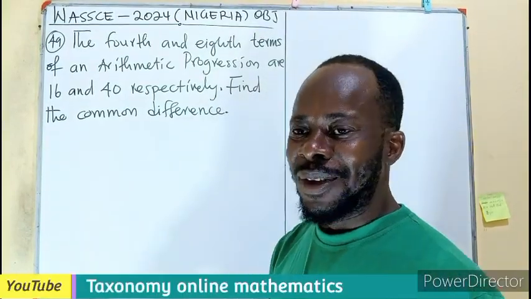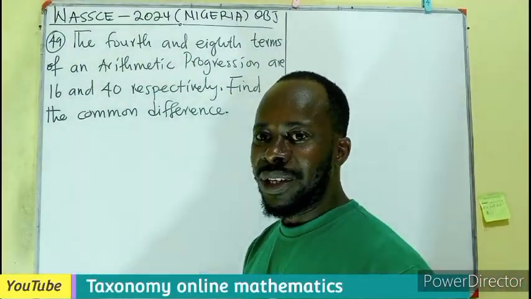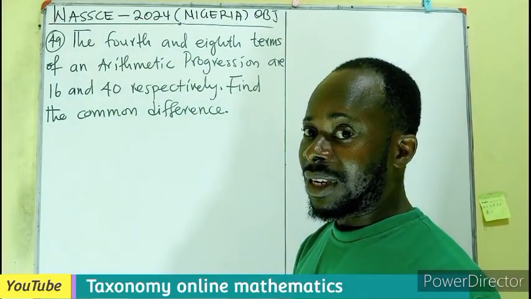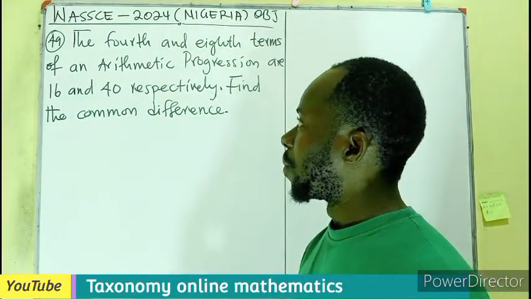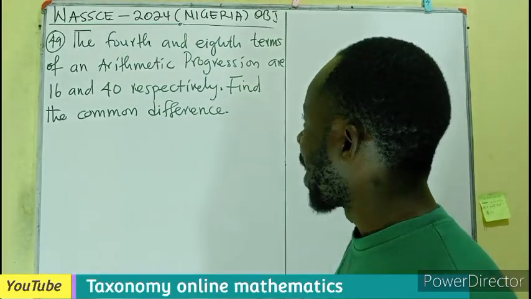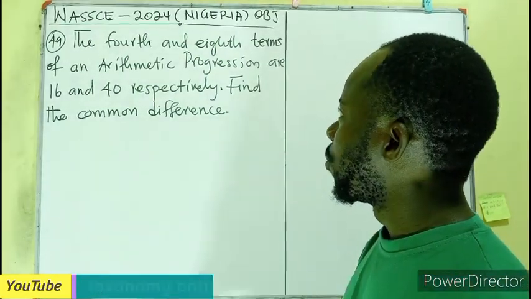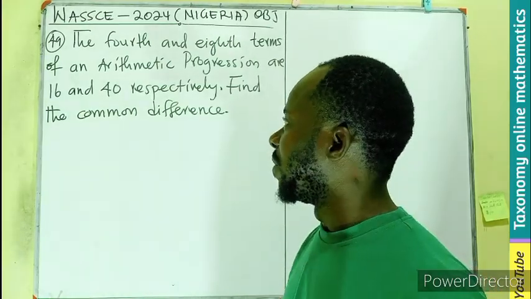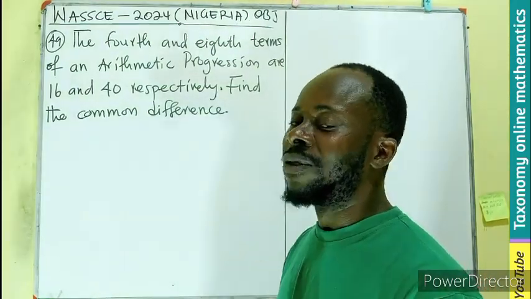Viewers, let's continue our tutorial on the WASSCE 2024 Nigeria edition. Question number 49. We are picking from the bottom. The fourth and the eighth terms of an arithmetic progression are 16 and 40 respectively. We have to find the common difference.